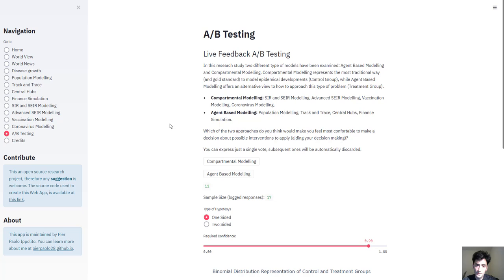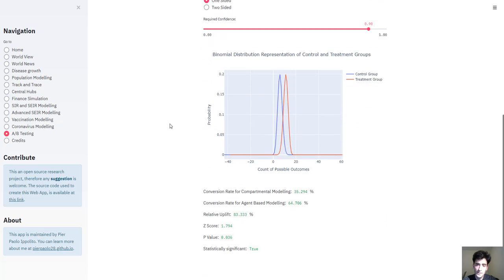Finally, a live A/B testing tool has been included in order to get feedback about the two different models used.